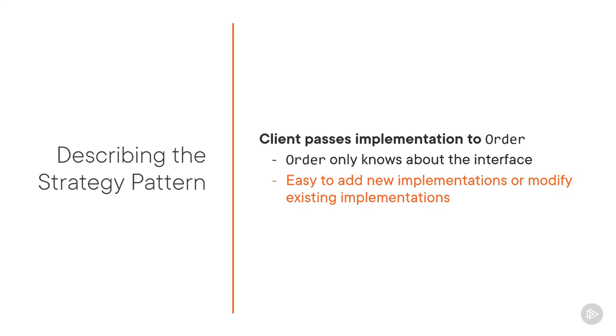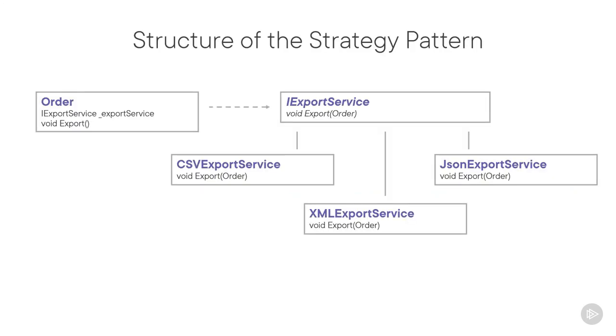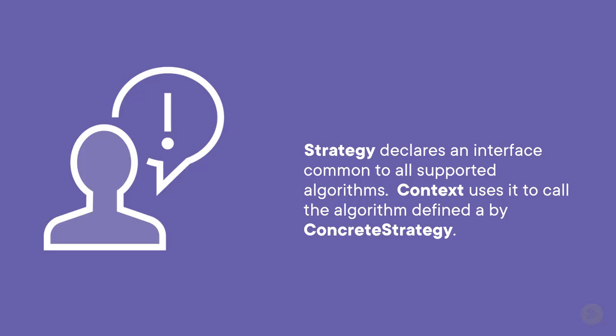Let's map this to the pattern structure. Let's start with our iExport service. That, in pattern lingo, is named a strategy. Such a strategy declares an interface common to all supported algorithms. The context, which is our order class, we'll get there soon enough, uses this interface to execute a concrete algorithm.